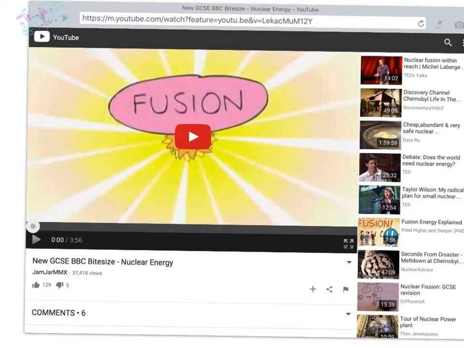Fusion reactions release enormous amounts of energy, much more than nuclear reactors and nuclear bombs. So it'd be a great source of energy for us humans. But no one has found a cheap, practical way to get fusion working yet.